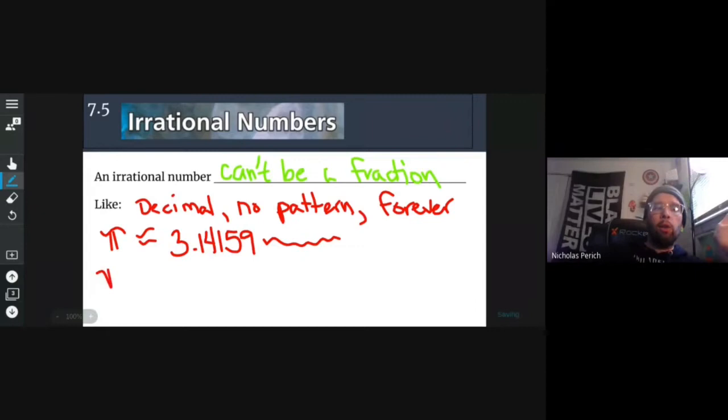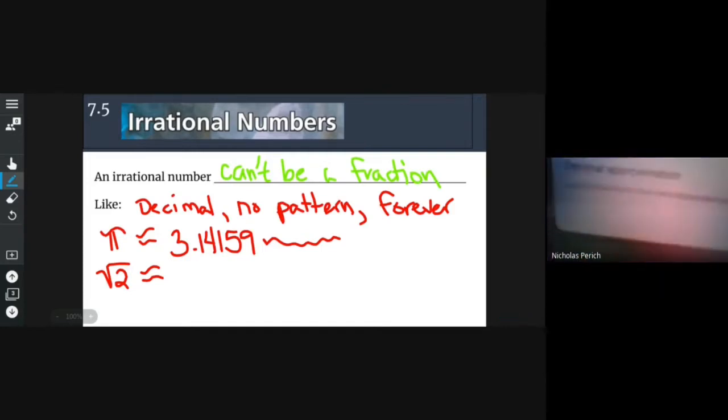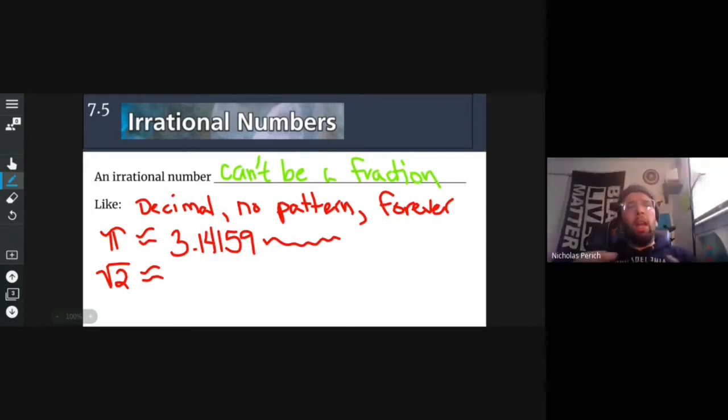The square root of 2 was another option. So what's the square root of 2? The square root of 2 is approximately 1.41421. It starts at 1.4, and then it goes on and on and on, and there's no end to it. I can't even see what that says because my eyes are so bad.